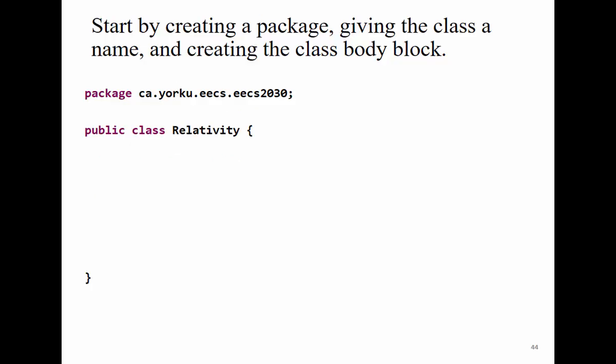So first, I declare the package that this class will be inside: ca.yorku.ecs2030. This package implicitly informs me that I will have a CA folder. Inside it, there is a YorkU folder. Inside it, there is an EECS folder. Inside it, there is another folder, EECS2030. Inside that folder, there is a file named Relativity.java. Inside that Java file, this is the definition.